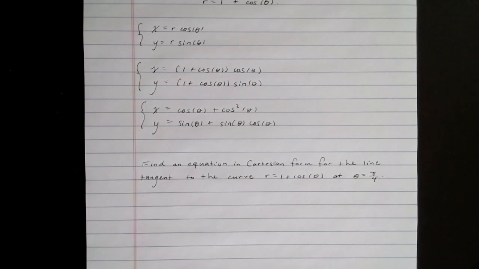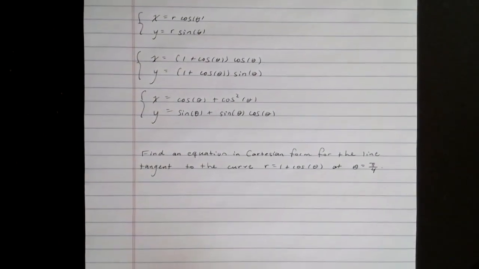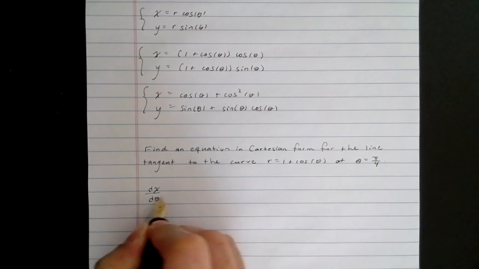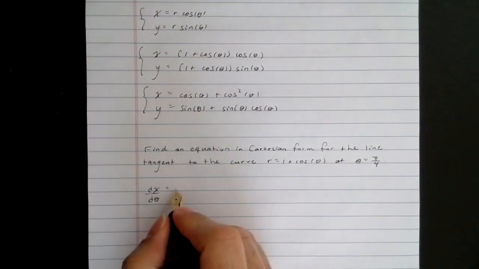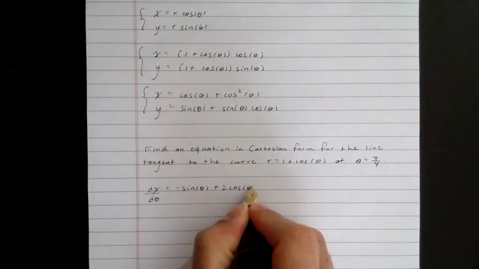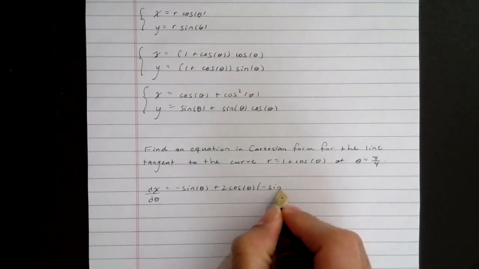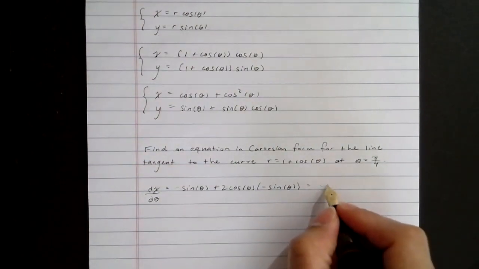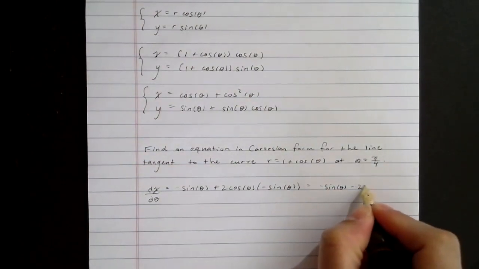Alright, so now that we have our curve expressed in parametric equations, we can now find equations for tangent lines. So let's find an equation in Cartesian form for the line tangent to the curve r equals 1 plus cosine theta for the given value theta equals pi over 4. First let's take derivatives. So I'm going to take dx d theta. The derivative of cosine is negative sine. And here I have to use chain rule, so that's 2 cosine theta times the derivative of the inside, which is negative sine. I can rewrite this now as negative sine minus 2 sine cosine.